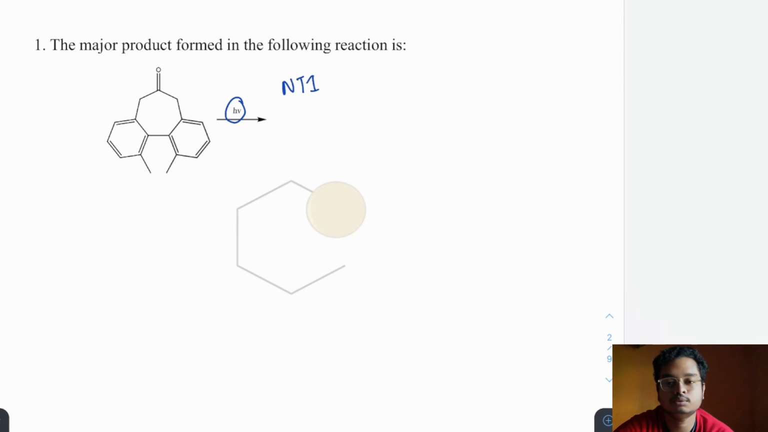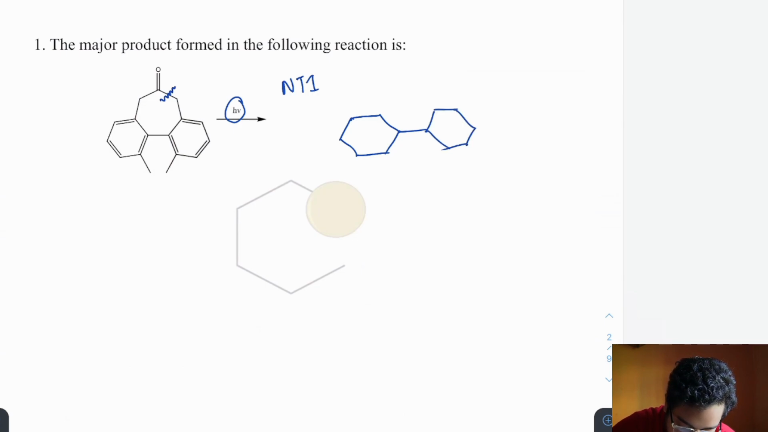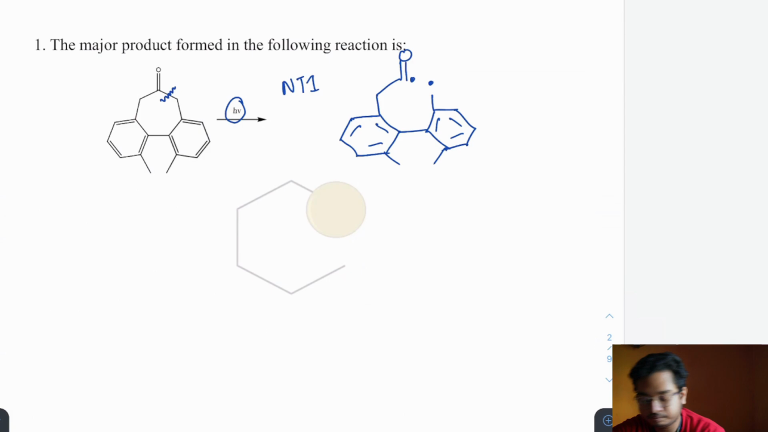In a Norrish type 1 reaction, we know that the first step is the alpha cleavage. Both sides are the same, so there is no meaning of regioselectivity here. We can break apart on either side. So I just draw this particular compound. This is a biphenyl. After alpha cleavage, this type of compound is generated.